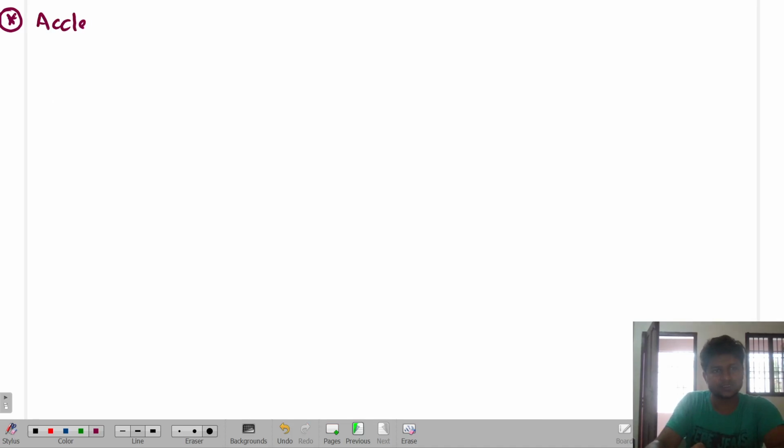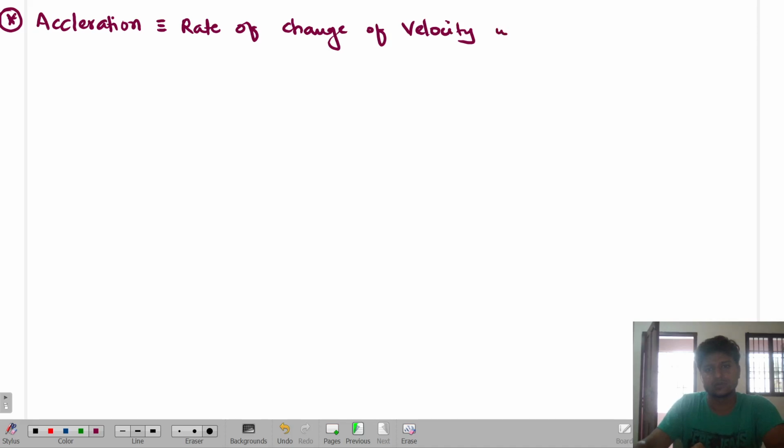So, acceleration in simple terms is the rate of change of velocity with respect to time. But once again, this acceleration will have two forms. One is average acceleration.